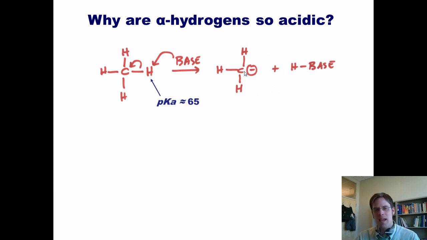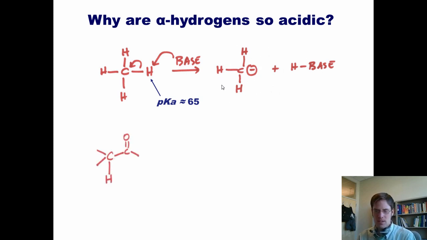What is the pKa of this hydrogen? Well, it's around 65. To put that in perspective, if you had 10 to the 65 molecules of methane, and I want you to keep in mind how huge of a number 10 to the 65 is, only one single molecule of that group would exist naturally in equilibrium in this deprotonated negatively charged form.